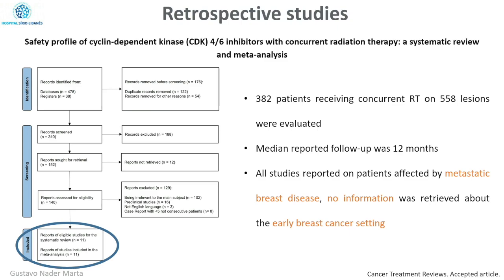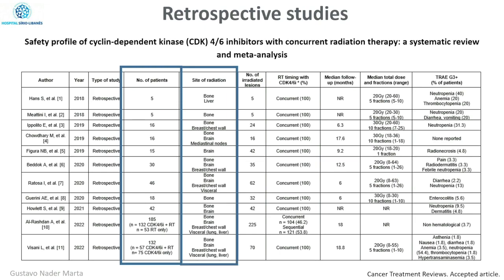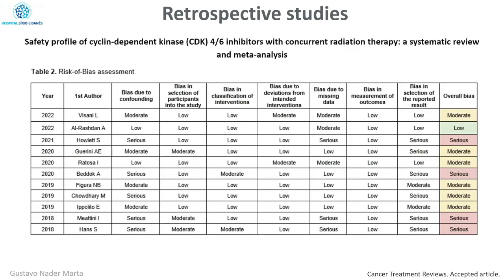382 patients receiving concurrent radiotherapy on 658 lesions were assessed. The median reported follow-up was 12 months, and all studies reported metastatic disease only. In this table, we can see the characteristics of the included studies. As you can see here, a limited number of patients were included, with different treatment sites, and also different doses and fractions were used in these reports.